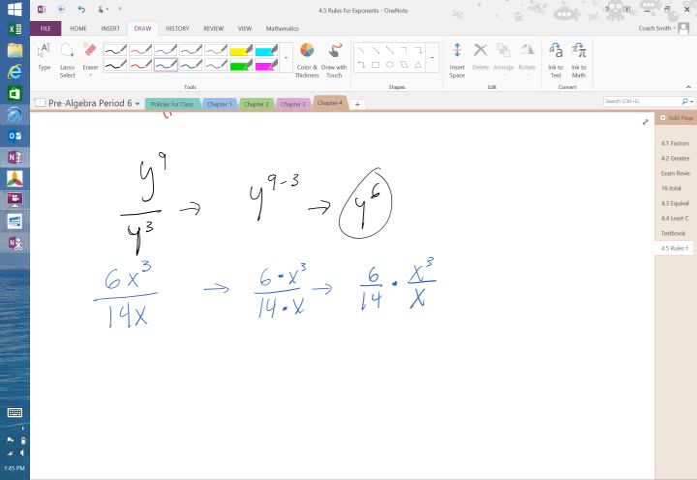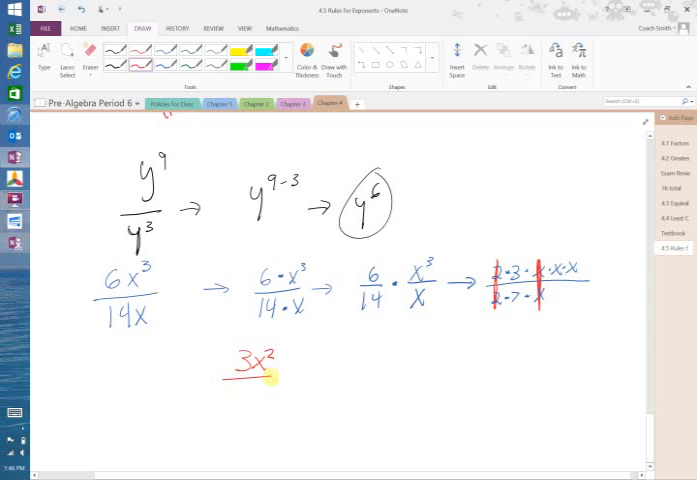Now, to write this out in long form, 2 times 3 would be equal to 6, correct? Okay. Times x times x times x. On bottom, I have 2 times 7 times x. Now I can cancel those two, leaving me with 3x to the second on top and 7 on bottom.